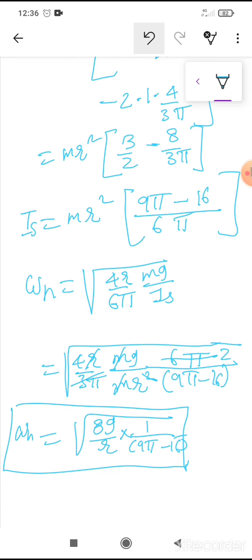So I hope you understood this example. These are the examples which are asked in exams to find the natural frequency of any given system. We will see a few more examples if time permits, otherwise we will start with the next topic.